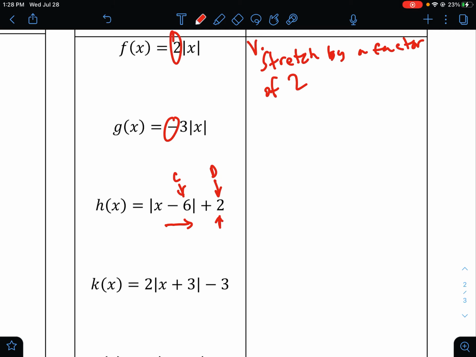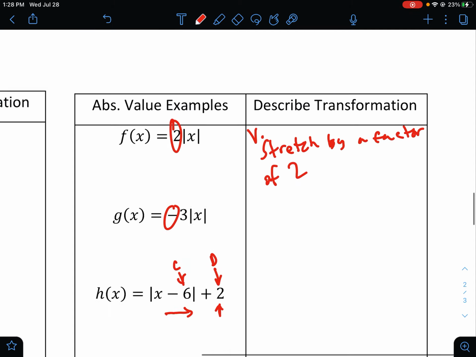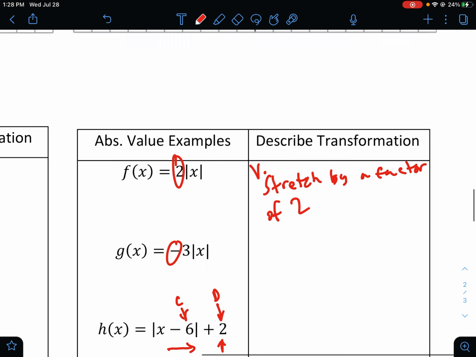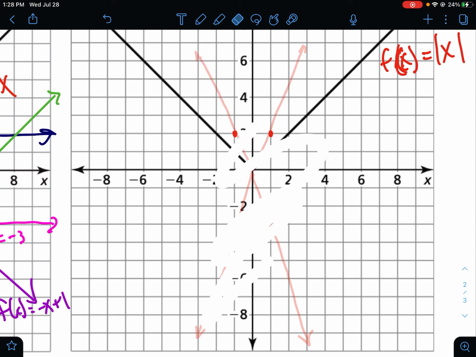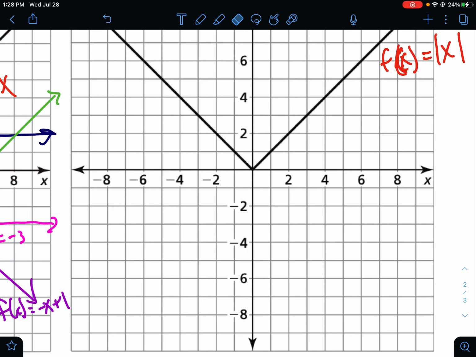Or you could say a horizontal shift to the right 6, and a vertical shift up 2. But I'm not going to write all that. It's simply right 6, up 2. Let's get this so we get it nice and clear. Right 6 and up 2.